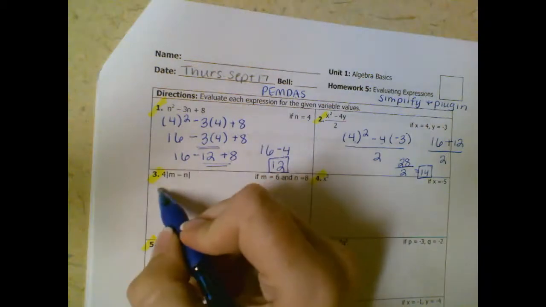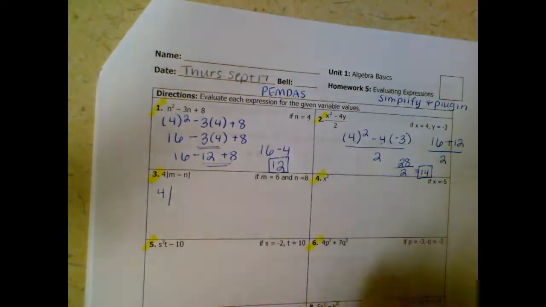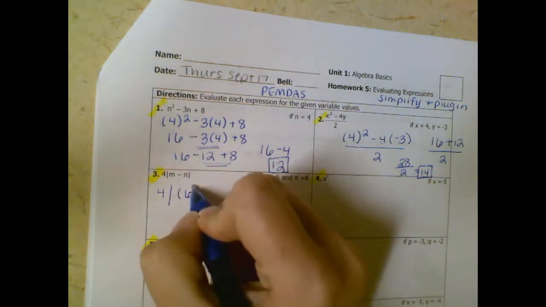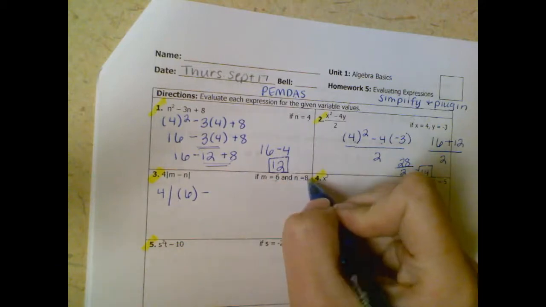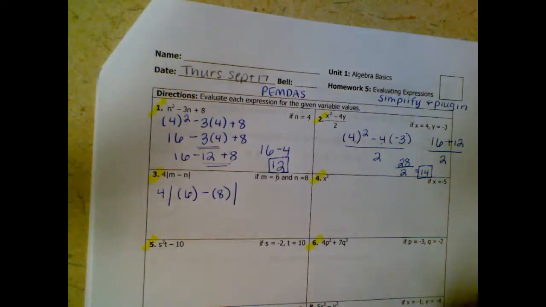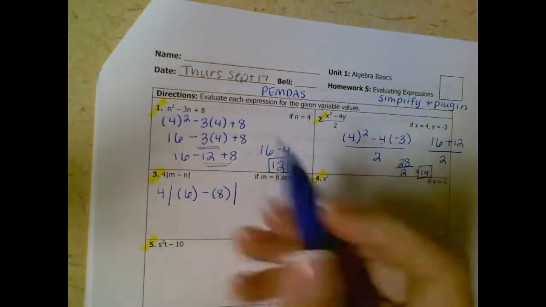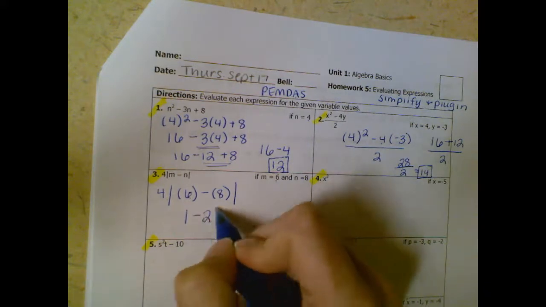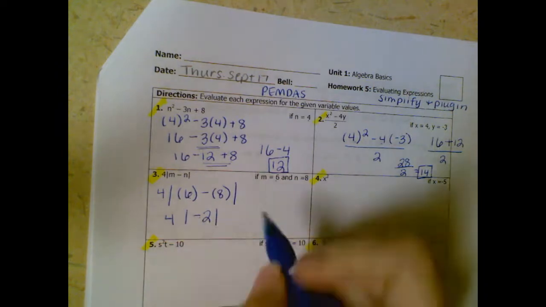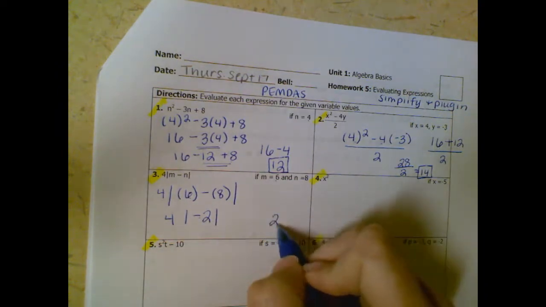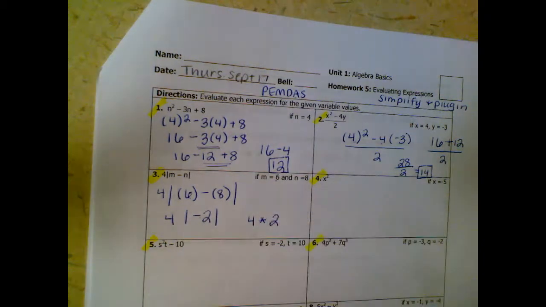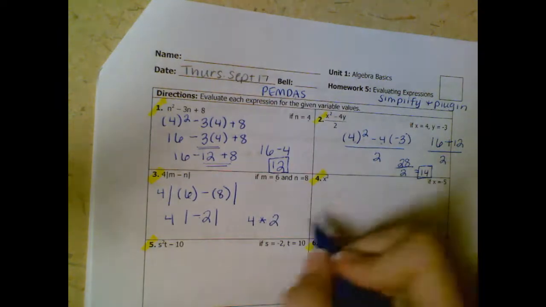Looking at number 3, I'm going to bring down this 4, bring down my absolute value symbol. Every time I see an M, I'm plugging in a 6. Every time I see an N, I'm plugging in an 8. What is my absolute value? 6 minus 8 gives me negative 2. Negative 2, when I bring it out of the absolute value, is a positive 2. Bringing the 4, and then these two are connected by multiplication. So 4 times 2 gives me 8.